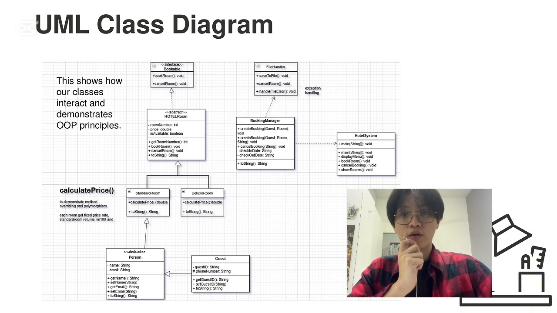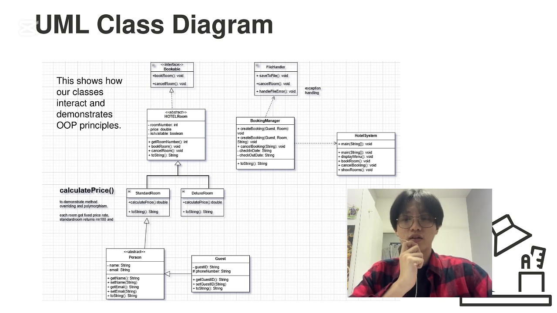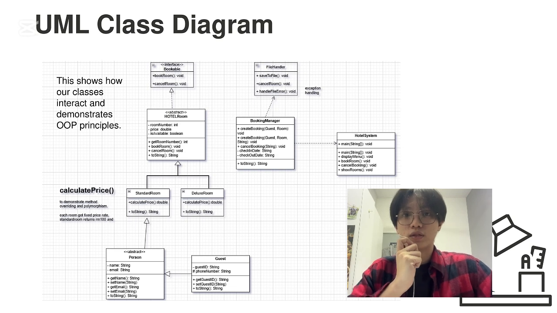Right now I am showing our UML diagram. It shows how all our classes are connected in the project. We also have Room as an abstract class, and it's inherited by StandardRoom and also DeluxeRoom. And we also use an interface called Bookable, and it's implemented by Room. And then the Guest class inherits from Person, and we show encapsulation using private and protected variables.